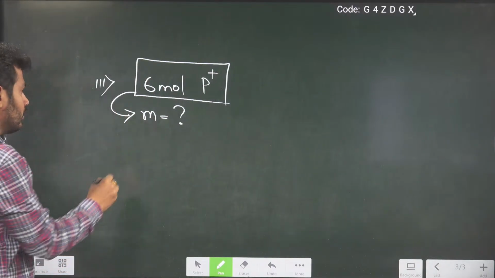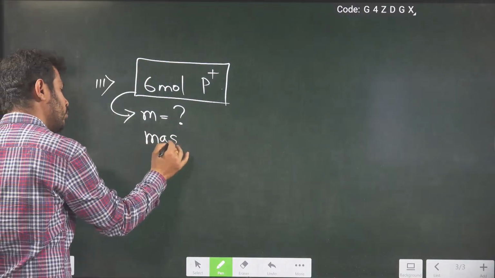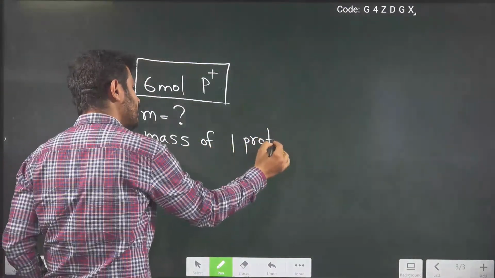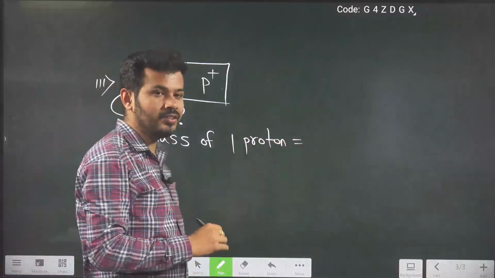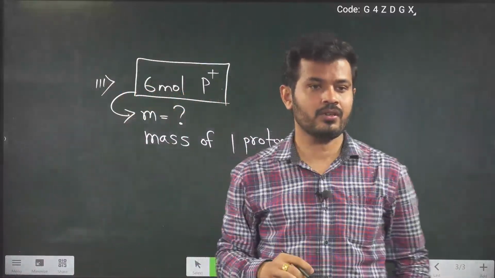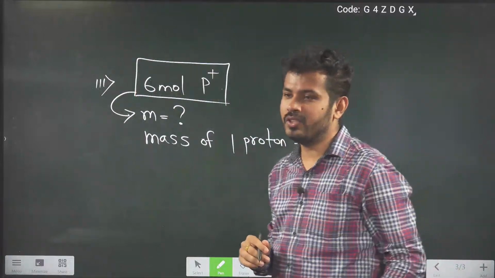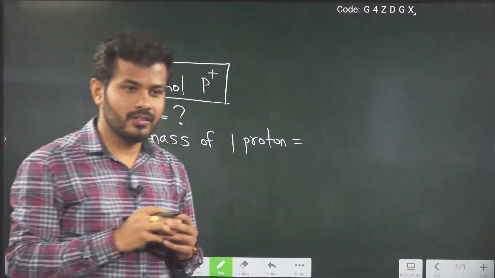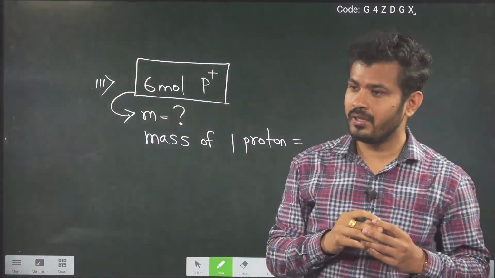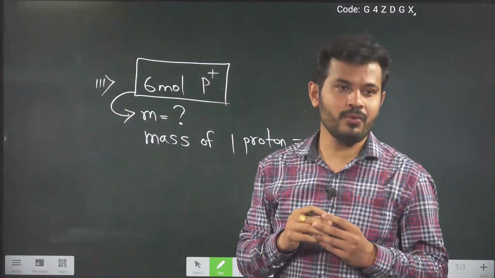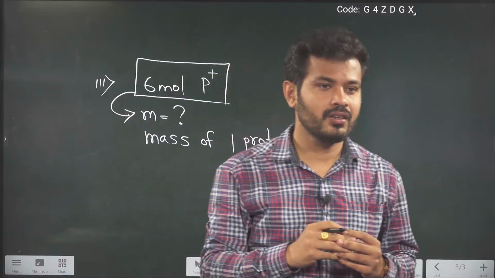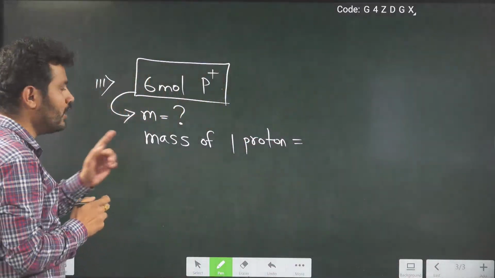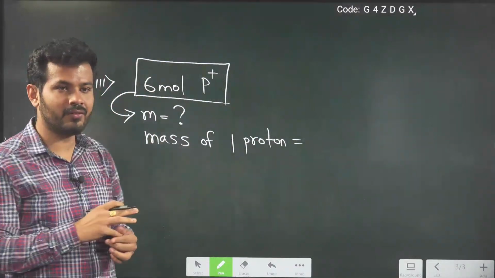We know the mass of 1 proton. What is the mass of 1 proton in grams? Can you tell me? My question is the mass of 1 single proton in grams. Please do respond. Mass of 1 proton. Yes, the mass of one proton in grams is just equal to 1 AMU itself.